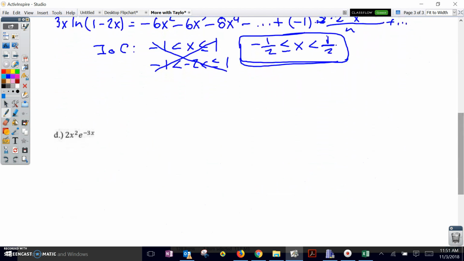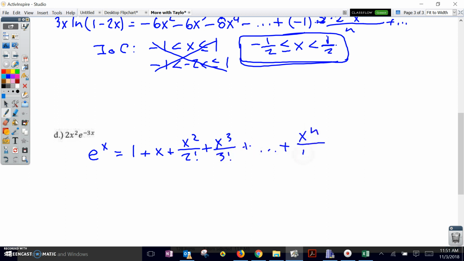All right, one more, part D. A series for 2x squared e to the negative 3x. We start with the series for e to the x. That's 1 plus x squared over 2 factorial plus x cubed over 3 factorial, and a general term of x to the n over n factorial. And so to get a series for e to the negative 3x, I just substitute negative 3x in there everywhere.